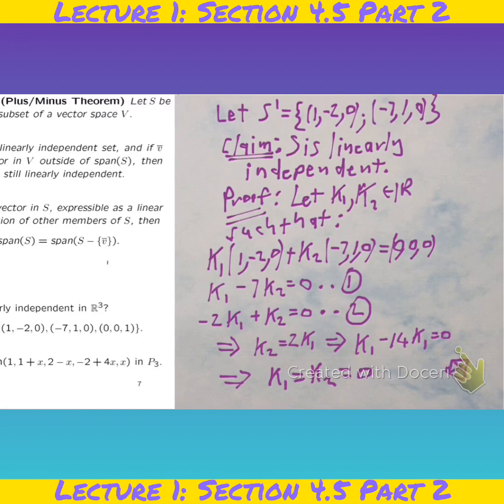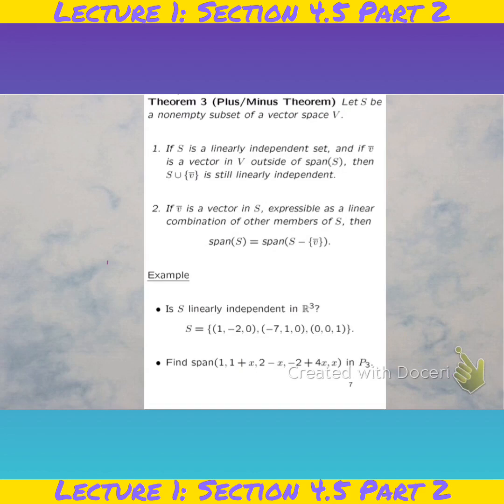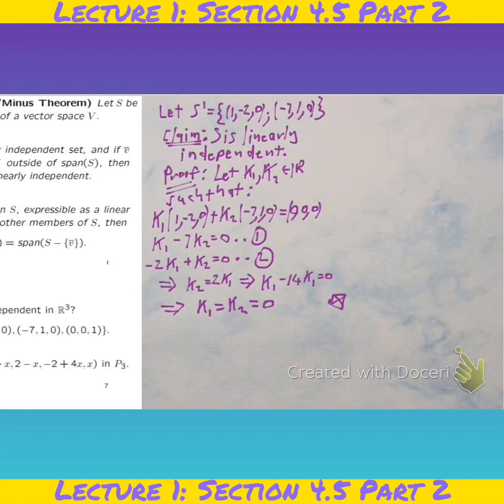Alright, so what does the plus-minus theorem basically say again? Look at the first point in the plus-minus theorem. Right, so we said there that if S is a linearly independent set, and if V is a vector that lies outside of the span of S, then putting V back in S is still going to be a linearly independent set.